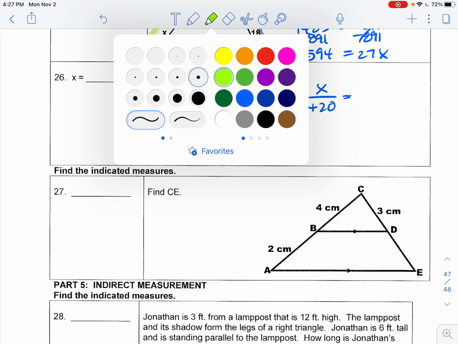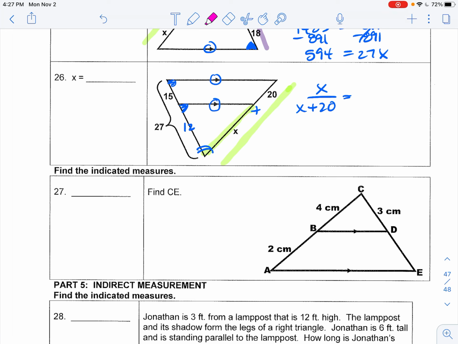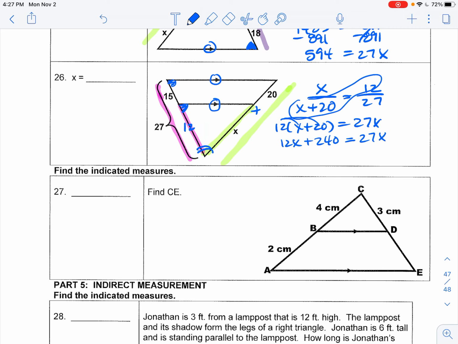So I've got the short side in green over the whole side, which is x plus 20. The short side is 12 over the whole side is 27. And of course there's more than one way to work this. This is just the way that I first saw it. All right, so 12 over x plus 20 is equal to 27 over x. Distribute. 12x plus 240 is equal to 27x. Take away 12x on both sides. 240 is equal to 27 minus 12, how about 15x? Divide both sides by 15, and x is equal to 16.